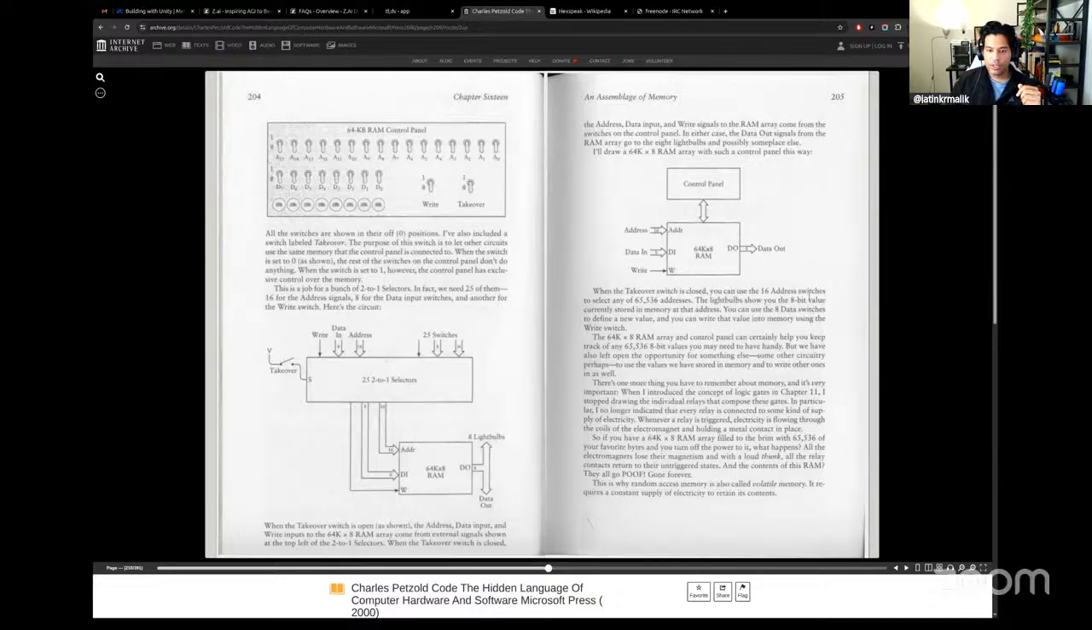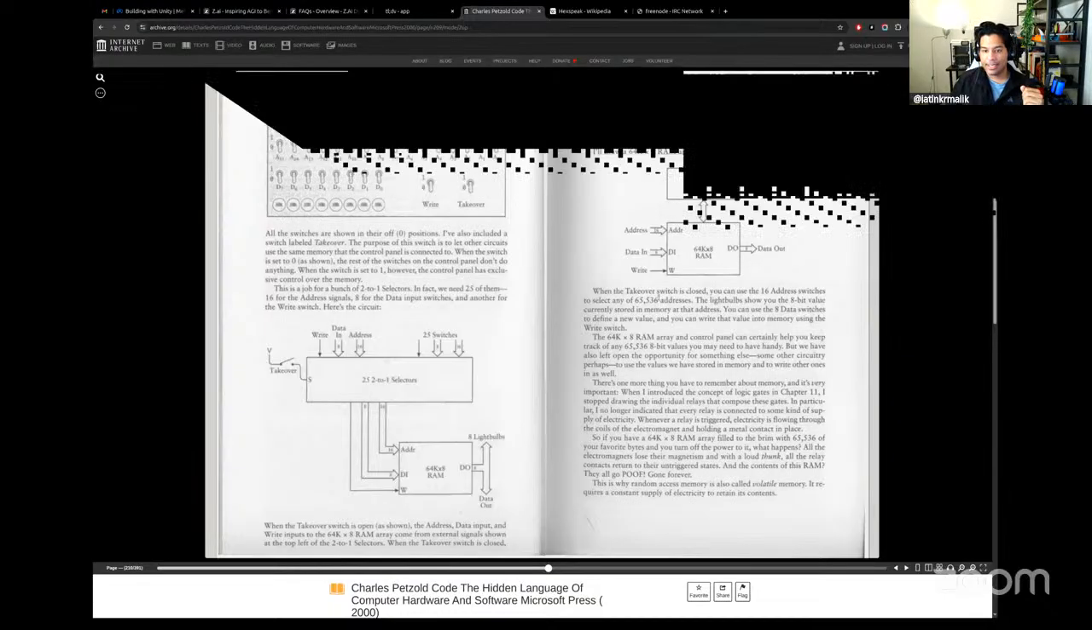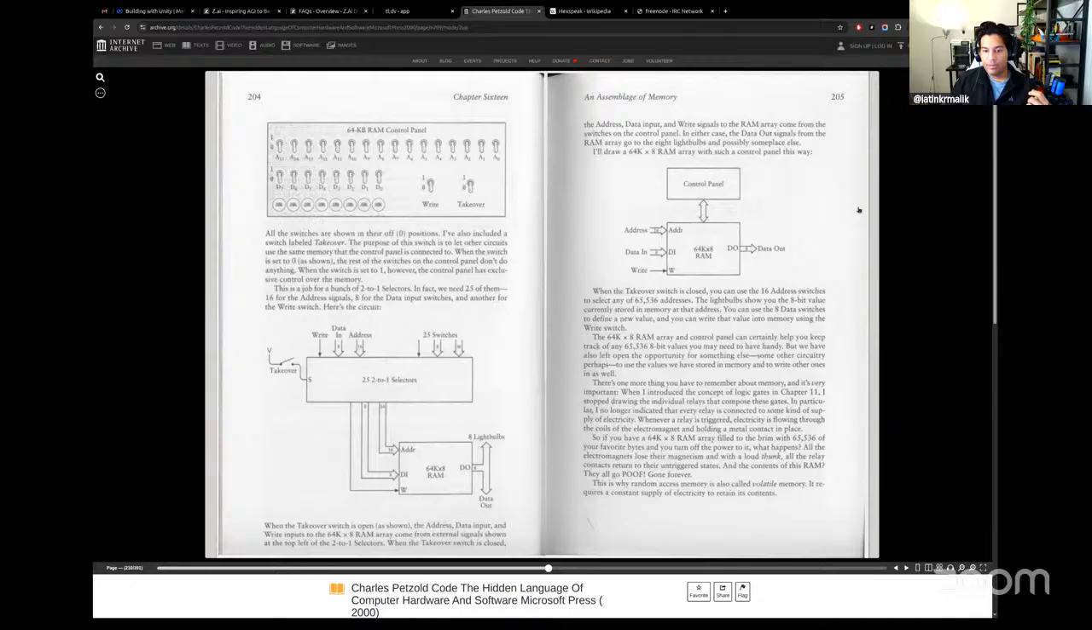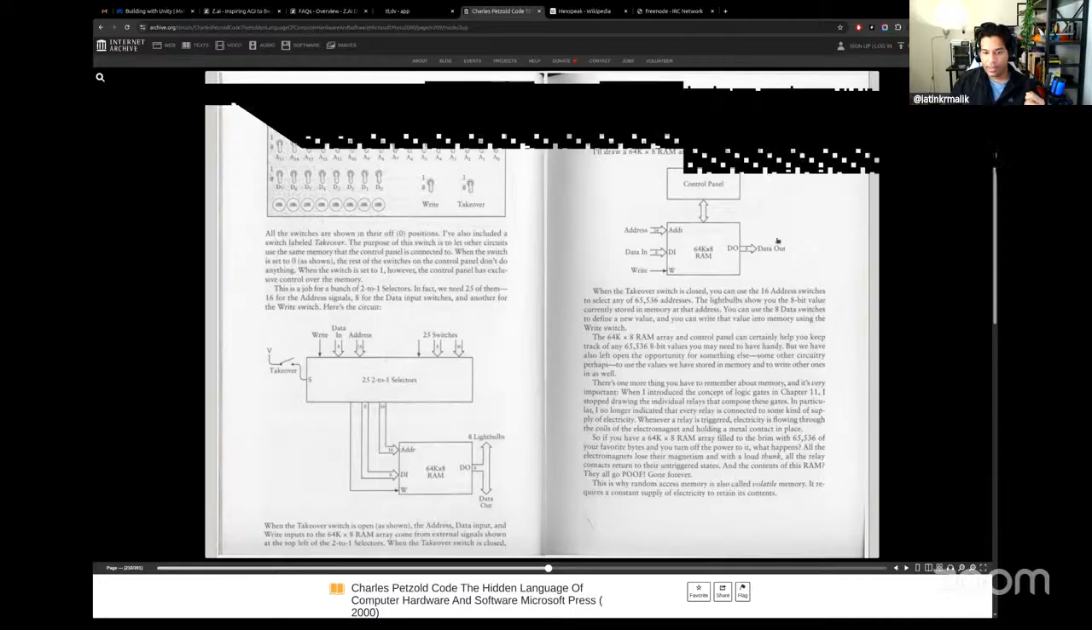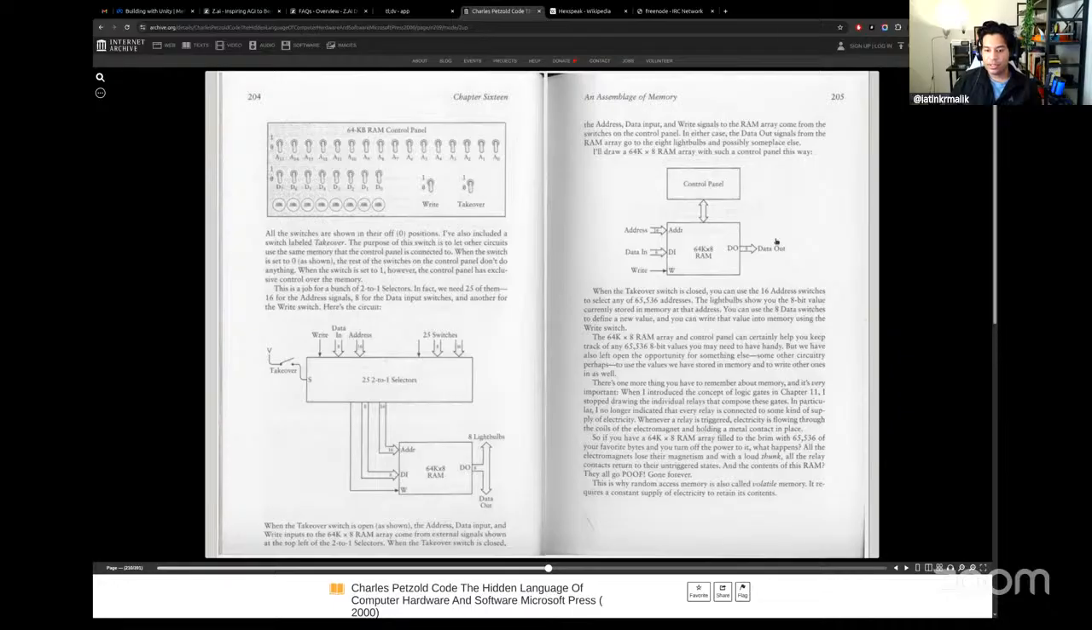When the takeover switch is closed, you can use the 16 address switches to select any of these 65,536, or 2 raised to the power 16, addresses. The light bulbs show you the 8-bit value currently stored in the memory at that address. You can use the 8 data switches to define a new value, and then you can write the value into the memory using the write switch, which is here, this knob.